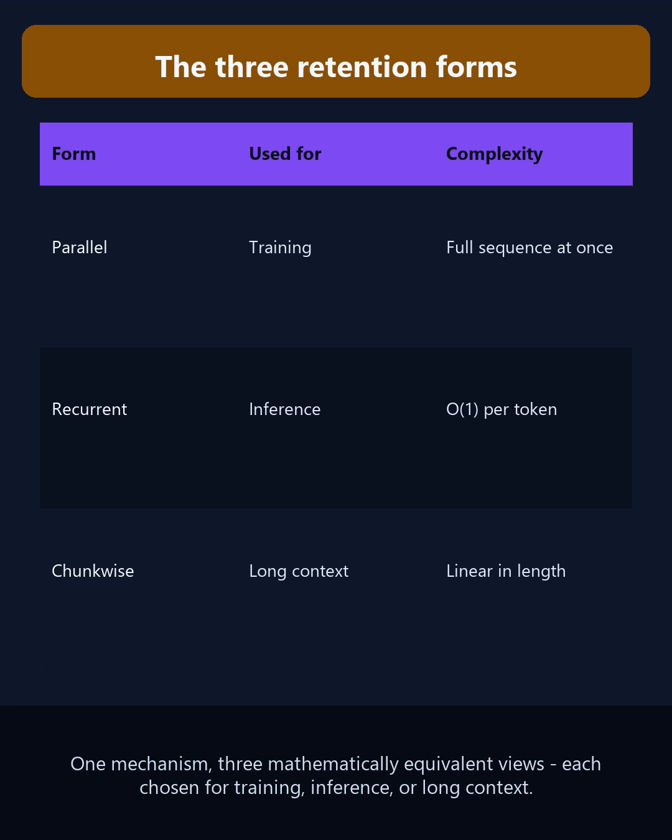Here are the three retention forms side by side, because it is the heart of the idea. The parallel form is used for training and processes the full sequence in one pass. The recurrent form is used for inference and costs order 1 per token. The chunkwise form is used for long context and scales linearly with length. One mechanism, three mathematically equivalent views, each chosen for the job at hand.